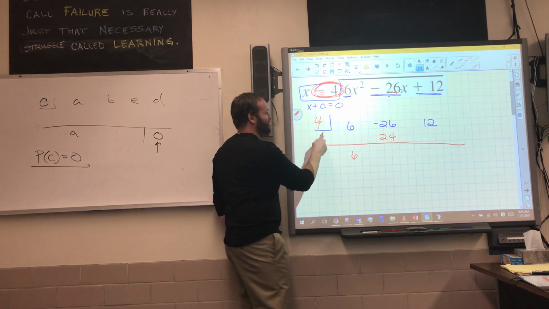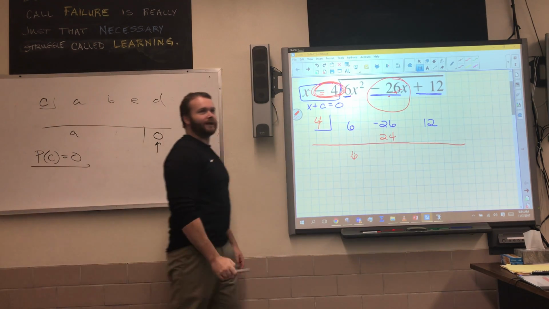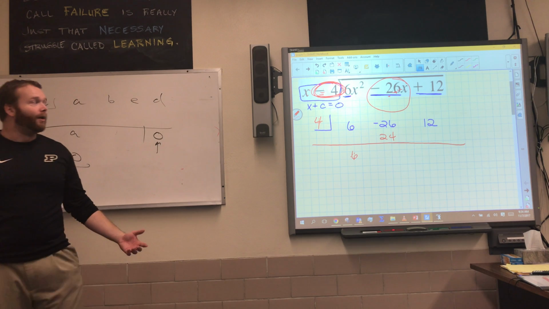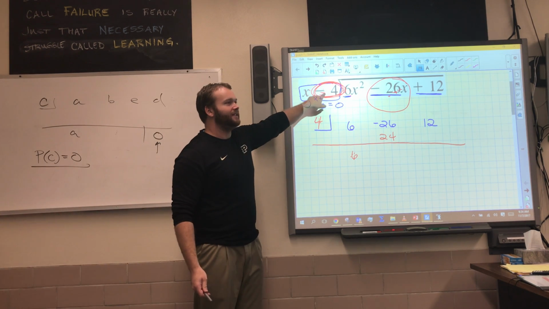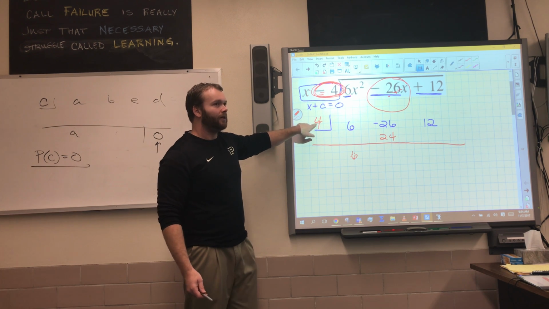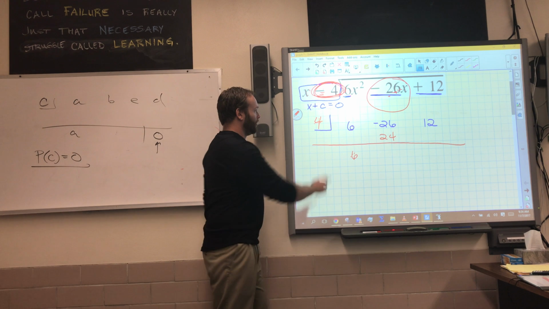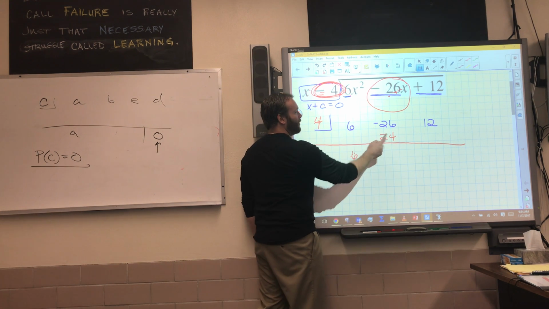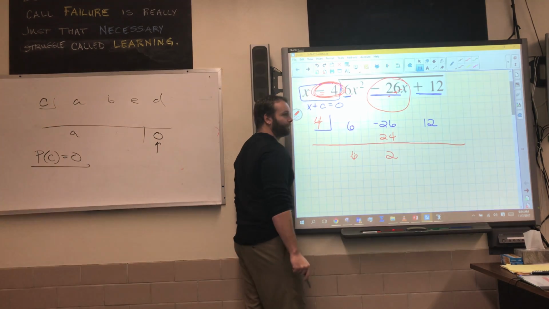So when I do this multiplication of that 4 times that, it's actually giving me what I need to subtract away from that term there. Okay? But normally when we're subtracting, because I'm not using negative 4, I'm using positive 4, it allows us just to do straight addition here. Does that make sense? So you're going to take your 4 times your 6, get your 24, then you're going to add those two things straight down, and it gives you 2.